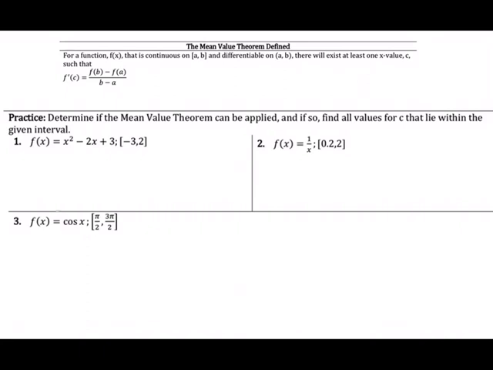So how this extends to calculus is we can say that as long as we have a function that is continuous and differentiable, at some point in time, at some value c, there must be a moment where our derivative, or our instantaneous rate of change, is equal to our slope of our secant line, or our average rate of change.